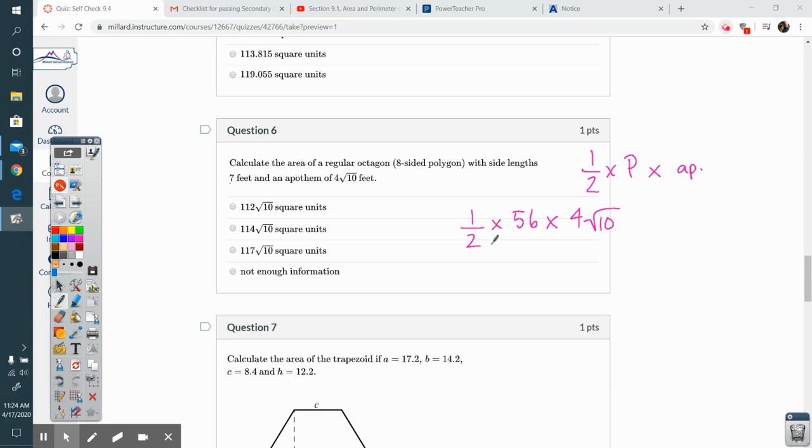So if you multiply that all out, you just leave that square root of 10 in the end, and you multiply 1/2 times 56 times 4, and all that's multiplied by square root of 10. So if you do that, you will get 112 times square root of 10 square units. So that's how you solve that, just 1/2 times 56 times 4 with the square root of 10 left there.